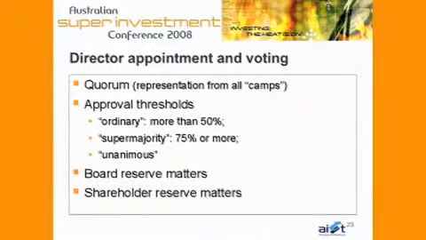The other point to look out for is the quorum for a directors' meeting. If you are a minority investor, you need to make sure that there's only a quorum if there's a representation from all camps. So what I mean by that is minorities have to be included in the quorum in order for there to be a binding quorum.